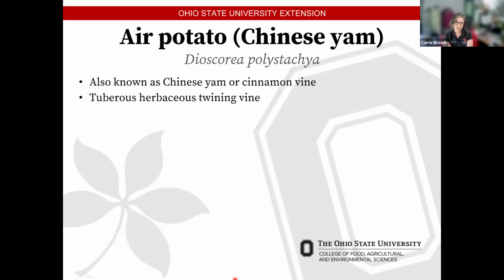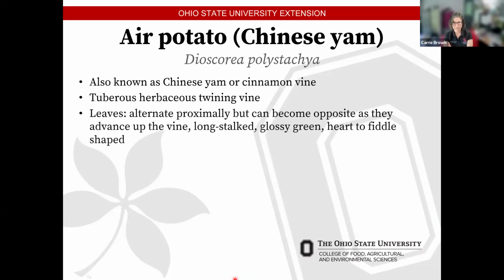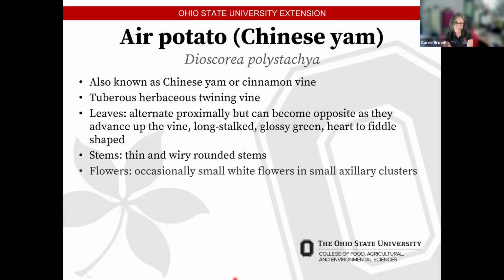So it has many common names: air potato, Chinese yam, or cinnamon vine. It is herbaceous. It's a twining vine, so it spreads by wrapping around. The leaves are alternate, but they can become opposite as they advance up the vine. So looking at leaf arrangement may not be the best means of identifying the species. There can be a lot of variation in the shape of the leaf. The stems are thin, they're wiry.